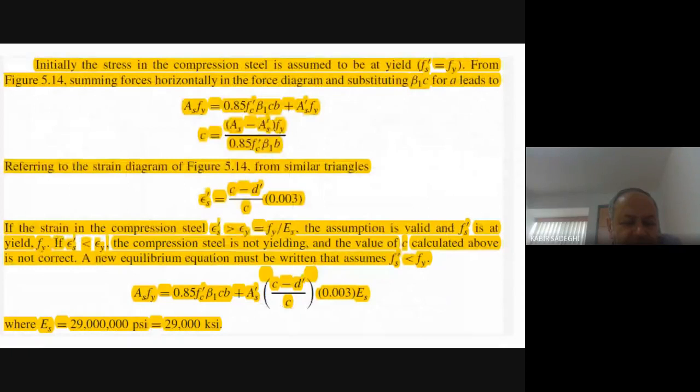Yes, epsilon prime. The modulus of elasticity of steel is 29 million psi, which equals 29,000 ksi. Why? Because kips is 1,000 pounds. Kips is kilopound, actually. Therefore, you have these values to apply in the examples and problems.